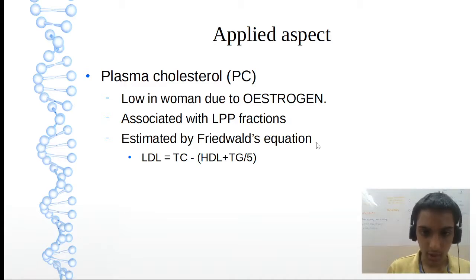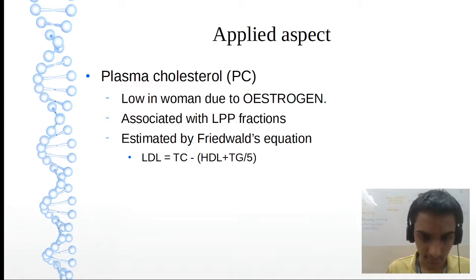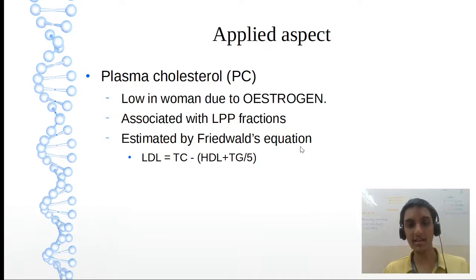It will be associated with the lipoprotein fractions. What are they? VLDL, LDL, HDL, those are lipoprotein fractions, right? It will be estimated by the Friedewald equation, that is LDL, the bad cholesterol, is equal to total cholesterol, that is the plasma cholesterol, minus HDL, good cholesterol, minus 1/5 the triglycerides.